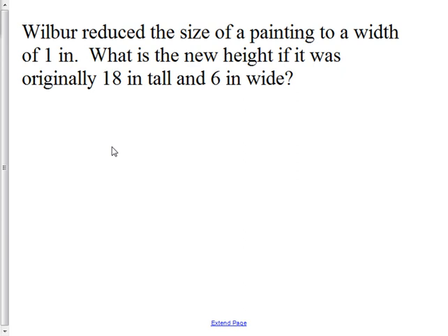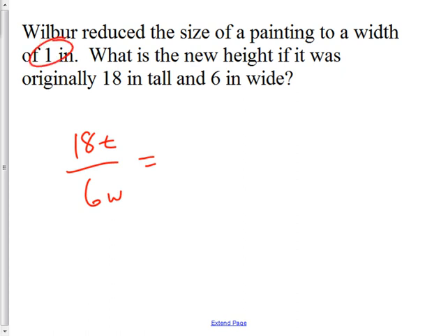All right, so Wilbur reduced the size of a painting to a width of 1 inch. What is the new height if it was originally 18 inches tall and 6 inches wide? All right, so we're talking about scaling something down, kind of like on a map or like a model airplane. We want to scale it down. So I'm just going to write 18 inches tall and 6 inches wide.